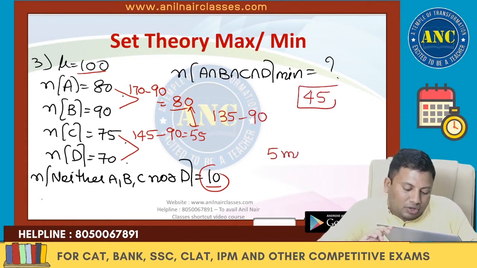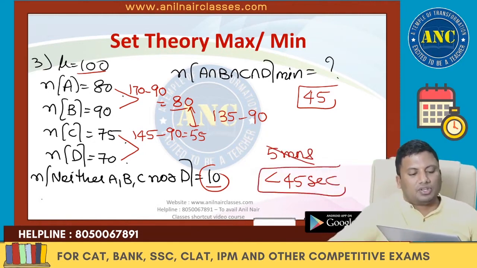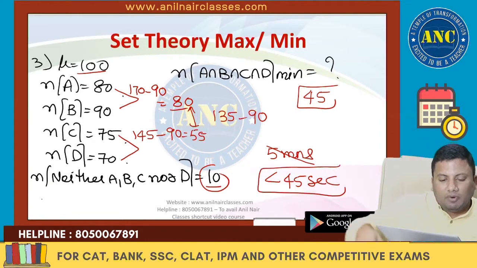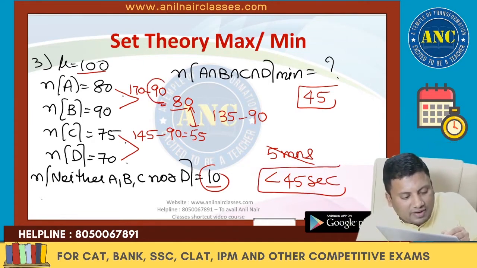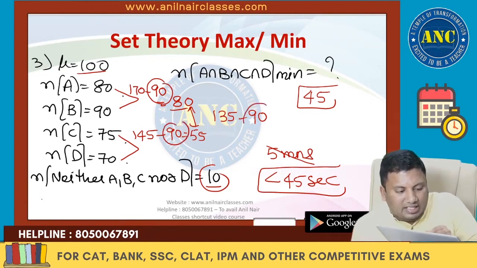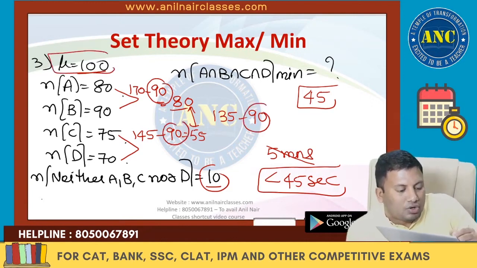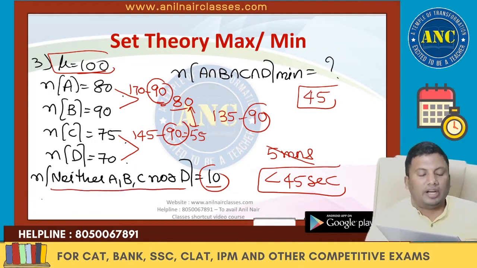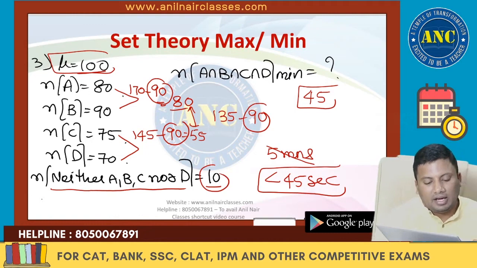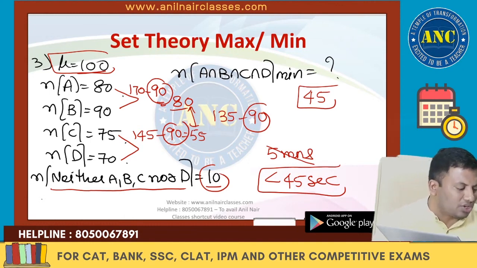A 5 minute question can be solved in less than 45 seconds if you know Anil Nair's way of solving the question. 80, 90, 170. Why did I take the base value as 90? I hope it is clear. In the previous question, neither A, B, C nor D was 0, so I took it as 100. Now it is 10, and 100 minus 10 is 90. I hope the idea is clear. Very easy question if you know it.